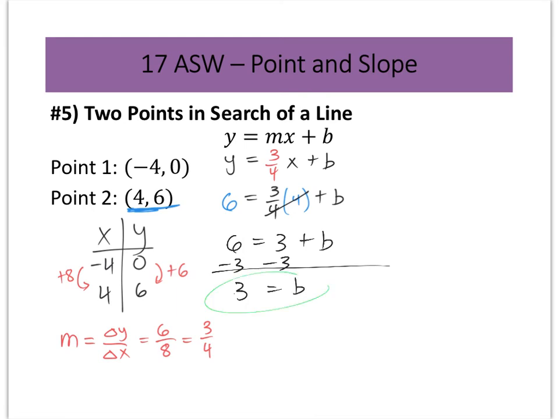Now that we have that, we've got our slope and our y-intercept, and we'll plug it into the equation. So y equals 3/4 x plus 3. And we've got an equation.